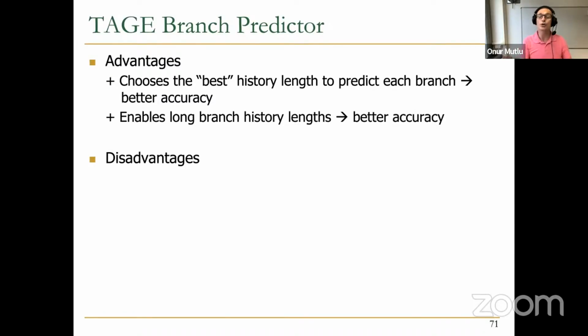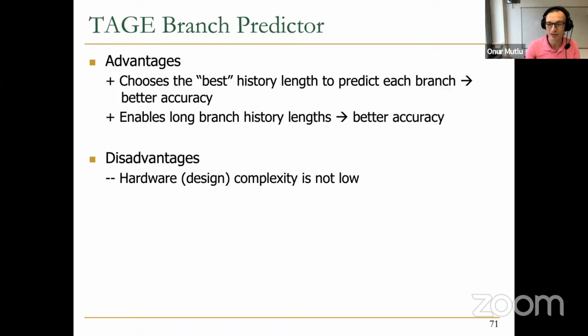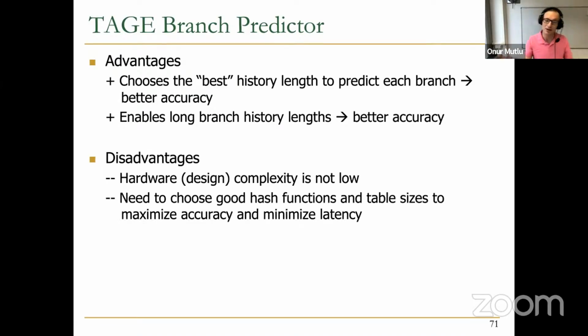That's great. It also enables long branch history lengths, which is good, better accuracy. So here, Tage and Perceptron have something common. They both enable long branch history lengths. The disadvantage of Tage is, again, hardware design complexity is not low. There are different kinds of complexities in Perceptron and Tage, but they both are complex, I would say. But Tage can be implemented perhaps more easily because it doesn't require multiplications, let's say.